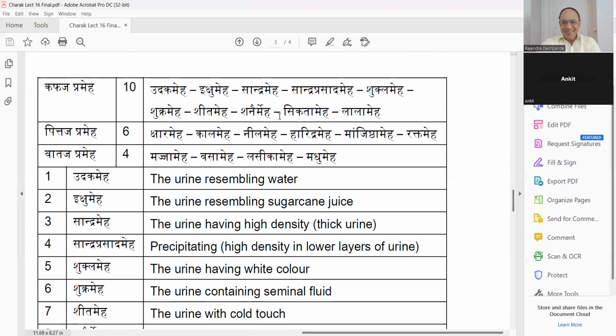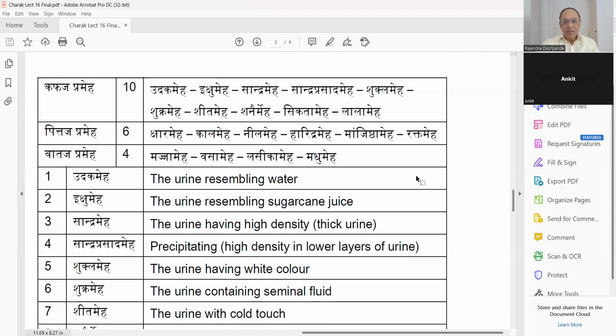Pittaja, 6. Can you see the names? Kshara, Kala, Neela, Haridra, Manjishtha, and Rakta. And Vataja Prameha, only 4 types: Majja, Vasa, Lasika, and Madhumeha. This word is very important for you. Here, can you see? This is the last part of Vataja Prameha. All the tissues are damaged and the urine becomes like sweet honey. So that is named Madhumeha.